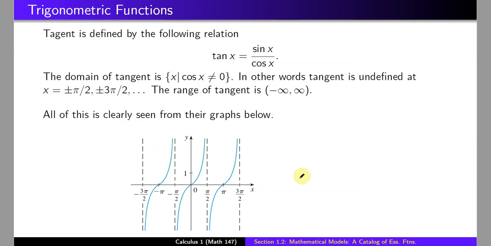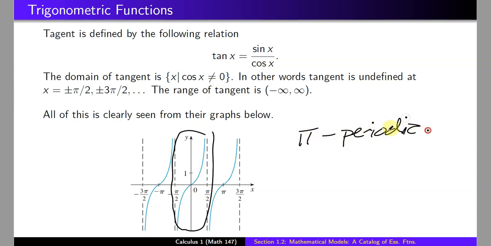It turns out that tangent is still 2 pi periodic, but more specifically, it repeats every pi. Notice this portion right here, from minus pi over 2 to pi over 2, has length pi, and it repeats to the left and right in that same pattern. So it is pi periodic instead of just 2 pi periodic. I mean, it's also 2 pi periodic, but again, more specifically, it's pi periodic.